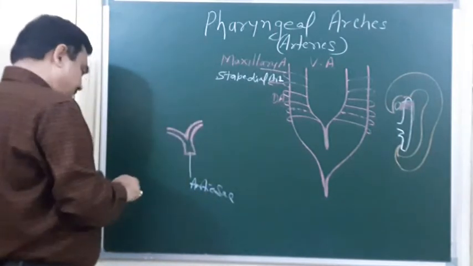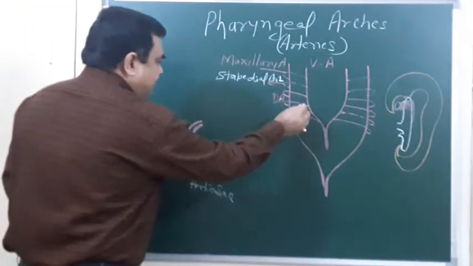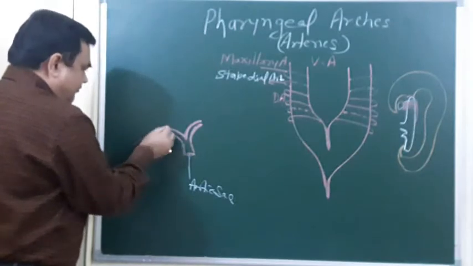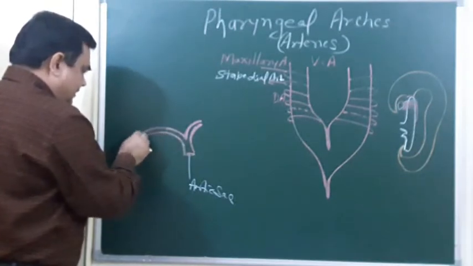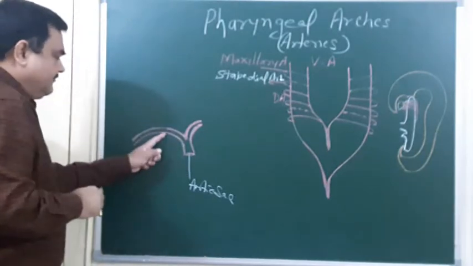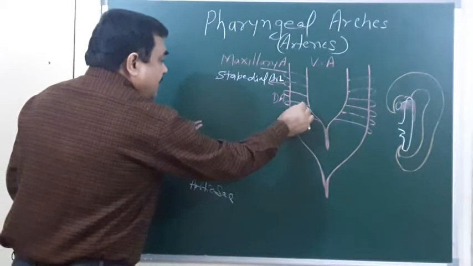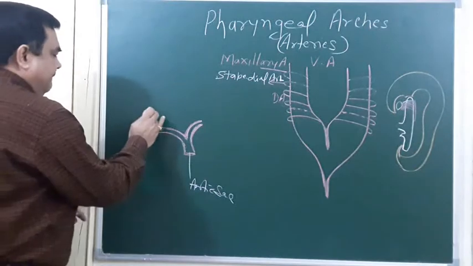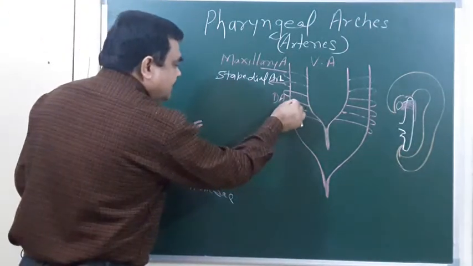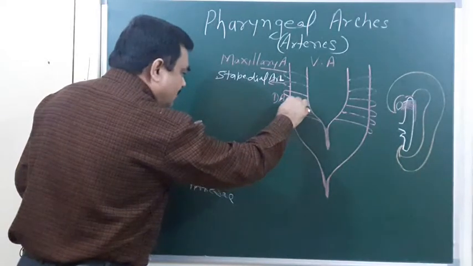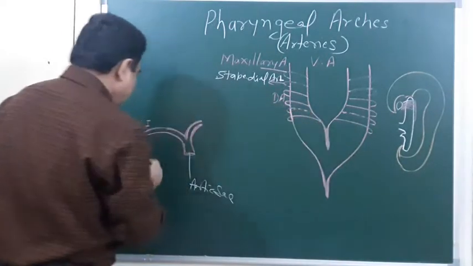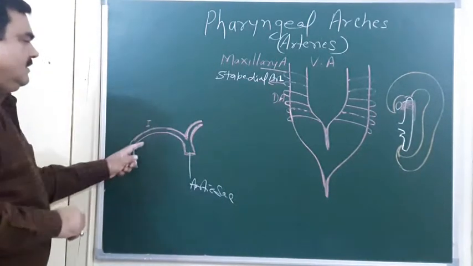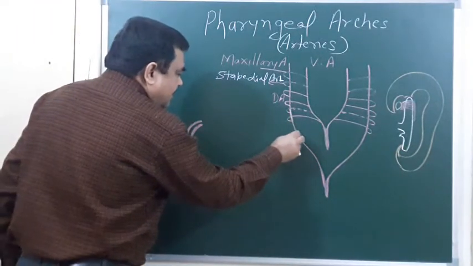This is brachiocephalic artery. And after this, this fourth arch artery from here forms the subclavian artery. This is part of subclavian artery. This fourth arch artery, from here to here, forms the first part of the right subclavian artery. And next part is formed by dorsal aorta. This is dorsal aorta. So next part is formed by dorsal aorta. This is second part.